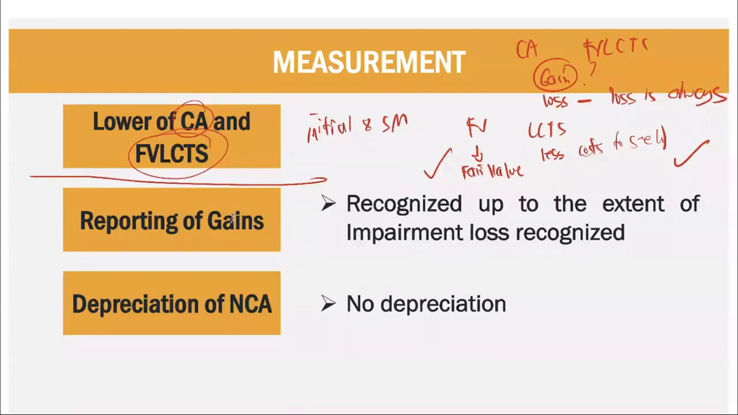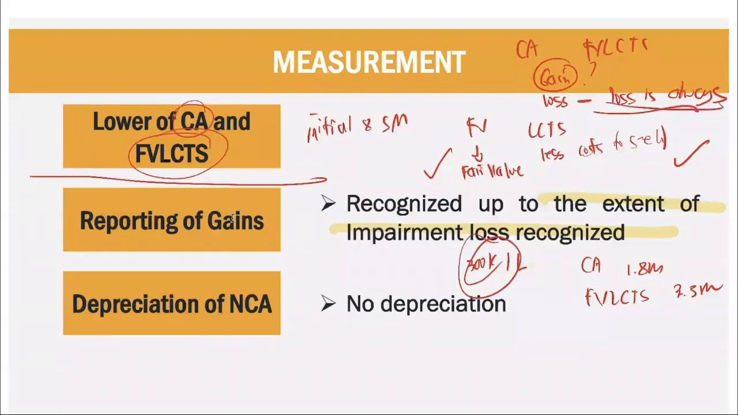The gain on your fair value less cost to sell changes is recognized only up to the extent of your impairment loss recognized. So for example, you already recognize 300,000 impairment loss. And then suddenly your carrying amount is only 1.8 million and the fair value less cost to sell now is 3.5 million. Okay. So if ever, what do we do? Can we recognize the gain up to the extent? No. We can only recognize the gain, guys, up to the extent of the impairment loss of 300,000. Take note, loss is measured always, while your gain is subject to this rule up to the extent of your impairment loss recognized.